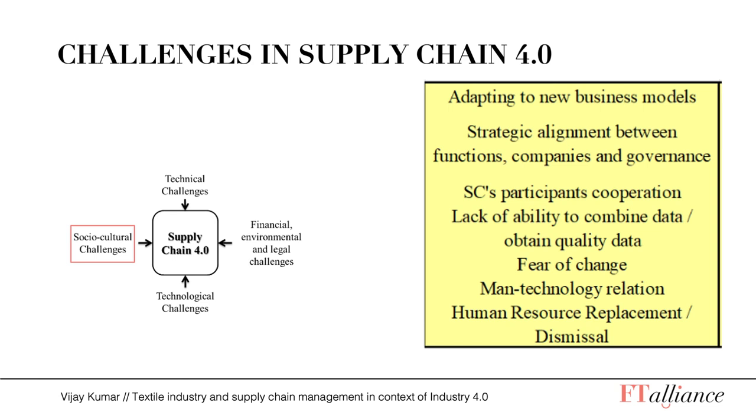And then we have these socio-cultural challenges. That means, if the companies are doing well with supply chain 3.0, or they are happy with that, then there is again a challenge of adapting to new business models. Strategic alignment between the functions, companies, and governance. Supply chain participants, corporations. Lack of ability to combine data and obtain quality data. Fear of change. So these are all the socio-cultural aspects that have to be seen when we talk about this new emerging supply chain management. These are the challenges that we need to overcome in order to implement it.